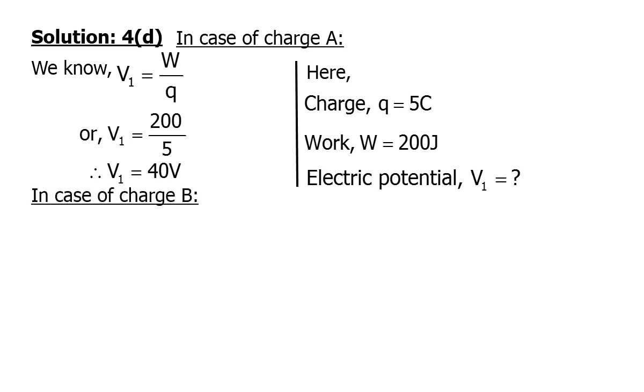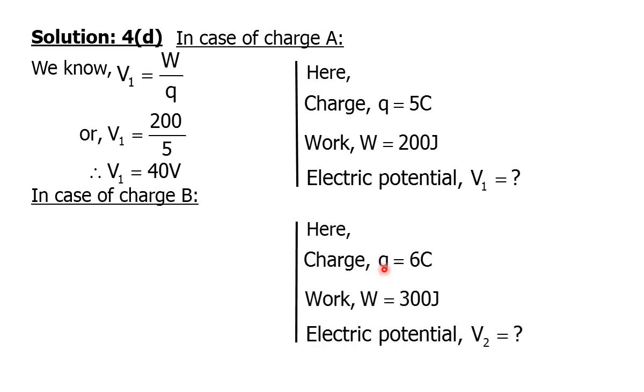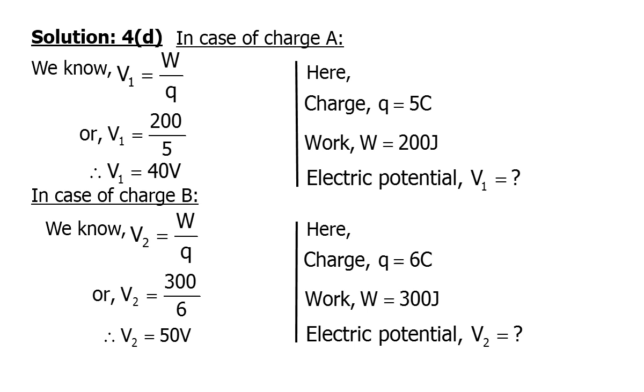And in case of the charge B, the bringing charge Q is 6 coulomb and the work done is 300 joule. And for charge B, the electric potential is considered V2, and there is the same formula, V2 equal to W by Q, and after calculation we get the value of V2 is 50 volt. That means the potential of charge B is more than the potential of charge A.